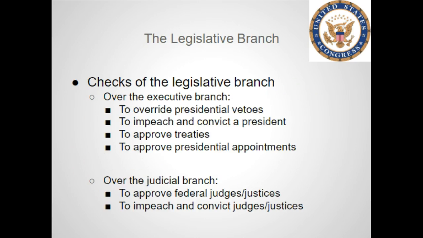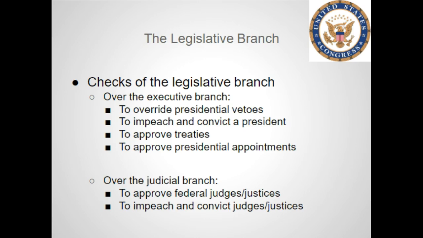Checks of the legislative branch. So we have three branches of government: the executive branch or the presidency, the court system or judicial branch, and the legislative branch, also known as Congress, and each one can check on the other. So this is part of checks and balances. So here are the checks of the legislative branch on the executive branch. They can override a presidential veto. They can impeach and convict a president. They approve treaties or not approve treaties, and they can approve presidential appointments or not approve presidential appointments. So those are just a few of the checks by the legislative branch on the executive branch.